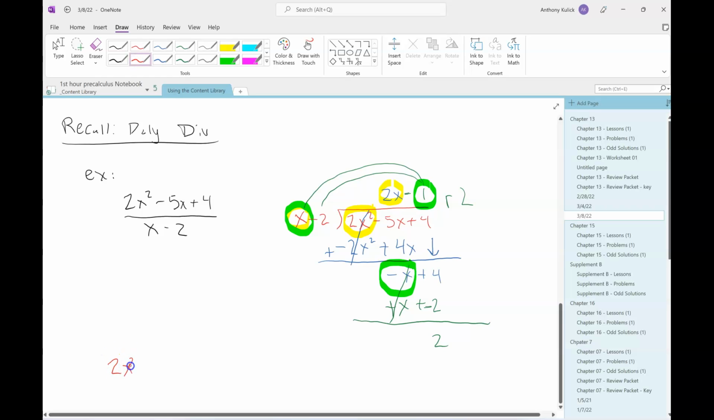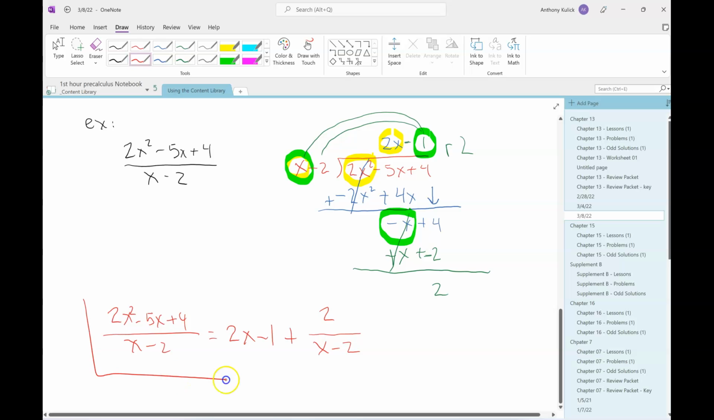So we'd say our answer then is the quotient, 2x minus 1, plus the remainder, 2, over the divisor, x minus 2. So we'd say that's what our answer should look like.